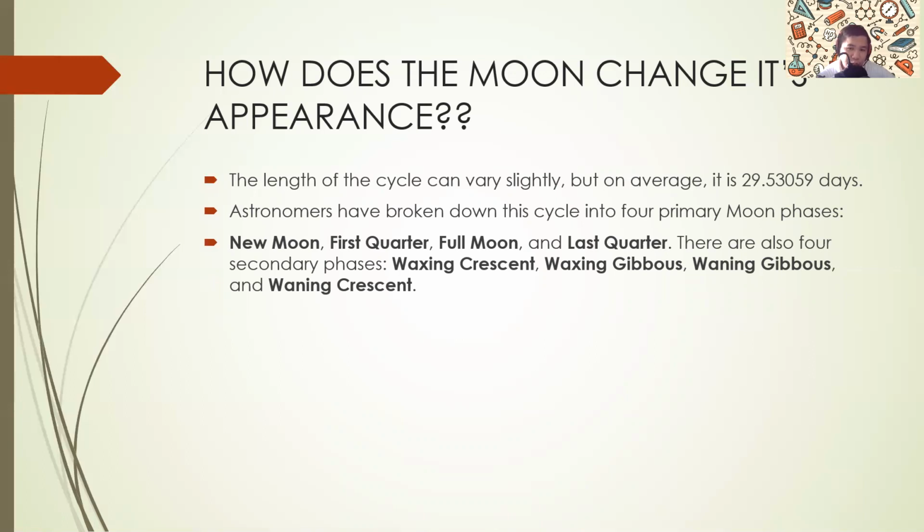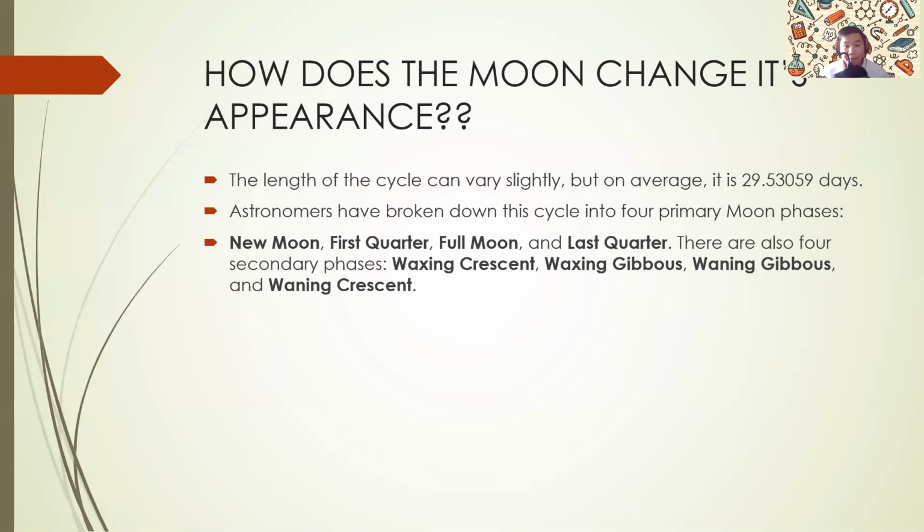After the full moon, we will have the waning phases. Waning means that it's slowly becoming smaller. First, we have the waning gibbous. It's still almost like a full moon, but half of its side is smaller than the other. Then we have the last half moon and the waning crescent. Finally, it disappears and becomes another new moon.